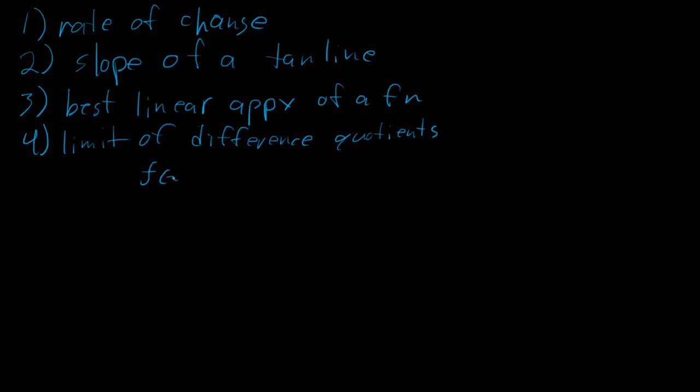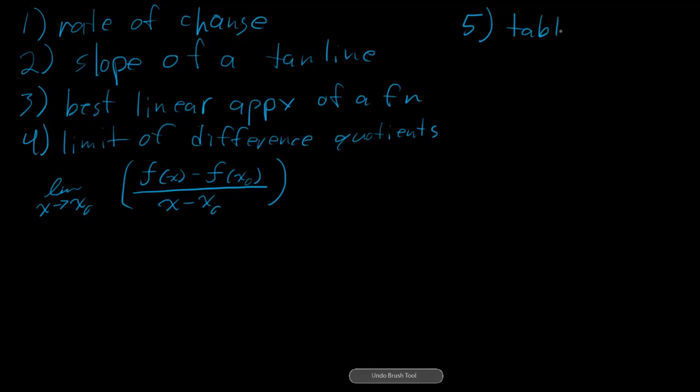So we have f of x minus f of x0. These are 2 points. And then we have x minus x0, and we're going to take the limit as x approaches x0 of this expression, and that's our derivative. Or, finally, you might think of it as a table of values, and these values would be something like this.